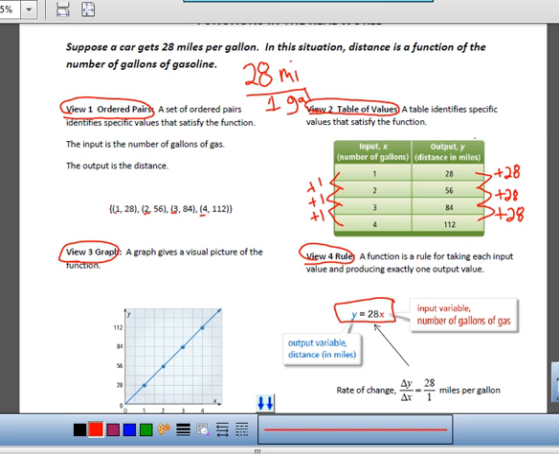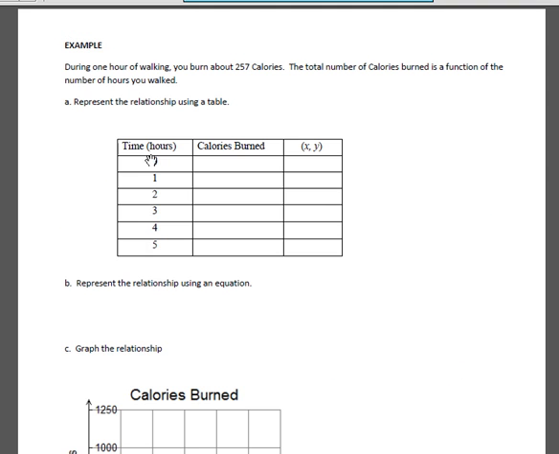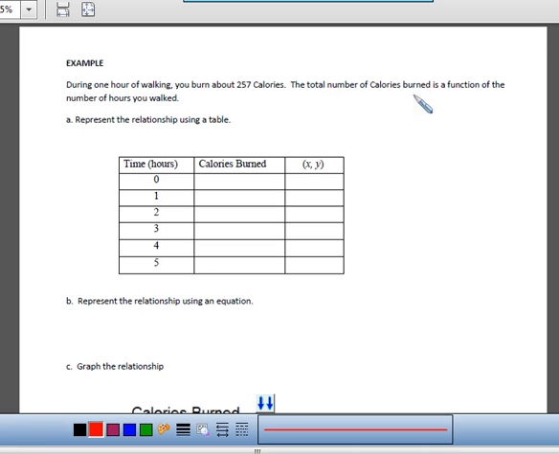Okay, so let's go ahead and take a look at another example together. This is on page 43. So during 1 hour of walking, you burn 257 calories. The total number of calories burned is a function of the number of hours you walked. Represent the relationship using a table. Alright, so at 0 hours, there's obviously 0 calories burned, so the point 0, 0. This is what we are starting at. So we're going to start at 0, 0.